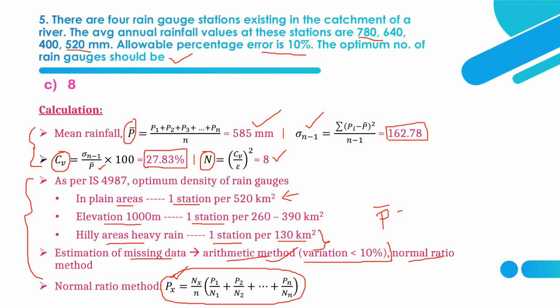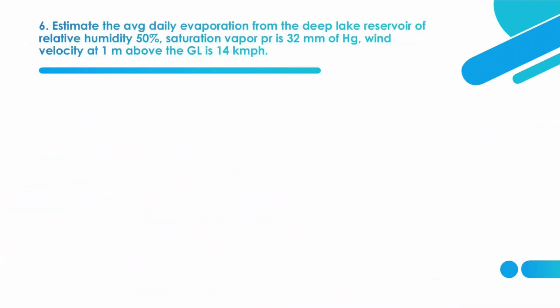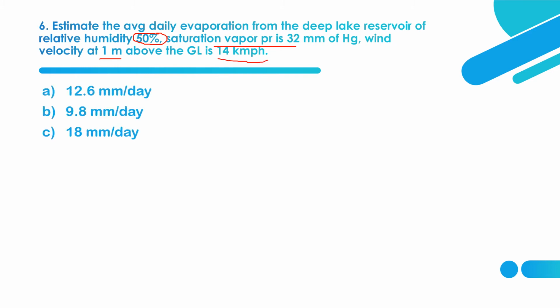Now let's move on to the sixth question. Estimate the average daily evaporation from a deep lake reservoir of relative humidity 50%. They have given the relative humidity, the saturation vapor pressure is 32 mm of Hg, and the wind velocity at 1 meter above the ground level is 14 km per hour. We have to calculate the average daily evaporation from the deep lake reservoir.